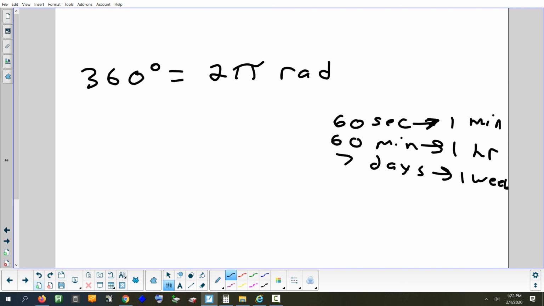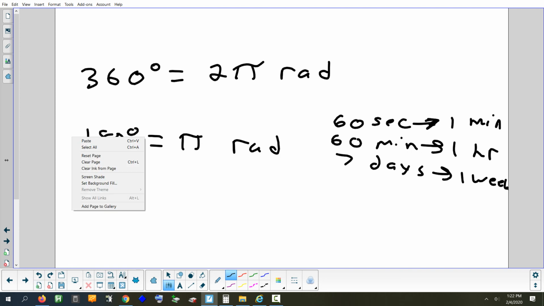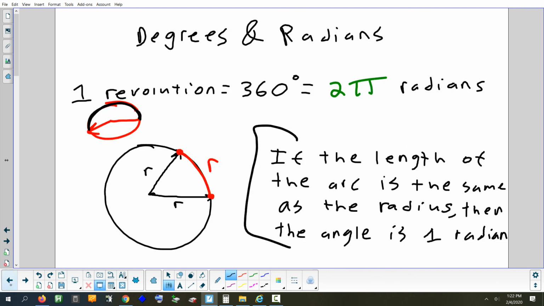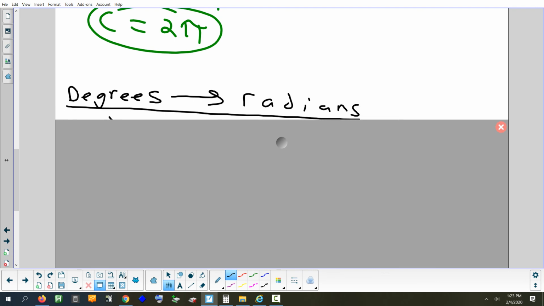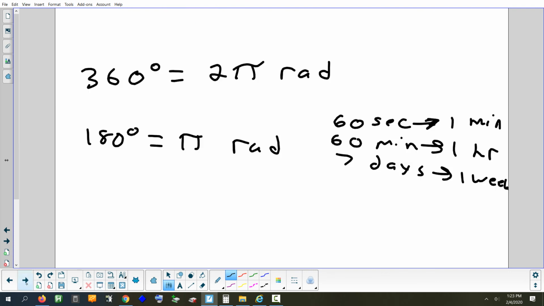Just to start making this a little bit smaller, I could divide each side by two. I could say in 180 degrees, there's pi radians. Still doesn't have a one in it, but at least I made each side a little bit smaller. Any questions on how I got that? Okay. Let's do the conversion between degrees and radians first.